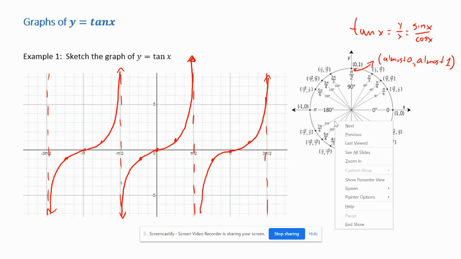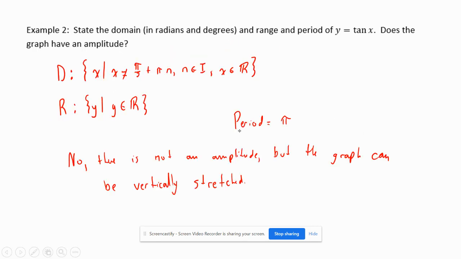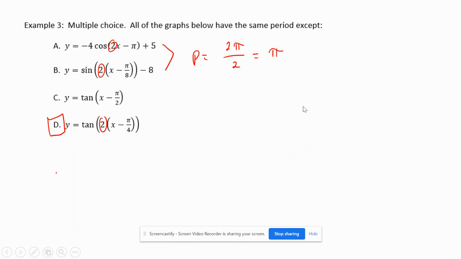So if we look at this graph over here, we know that for option C, our period is also going to be pi for this one, and that means that for this guy over here, we have our period equals pi over 2. So for A, B, and C, the periods are all pi, but then for option D, the period's actually going to be pi over 2. So one little note I'm going to add over here.